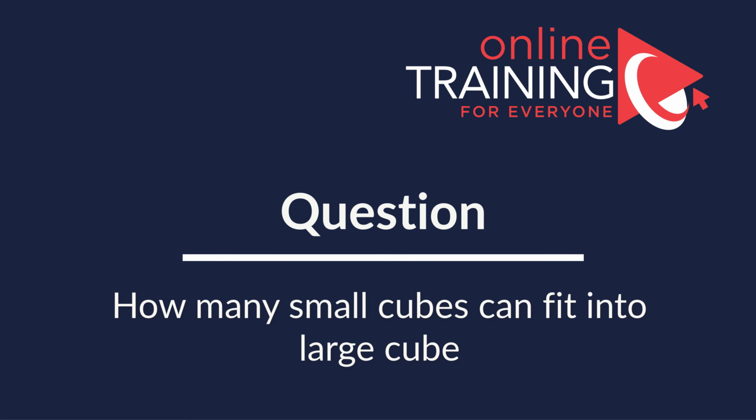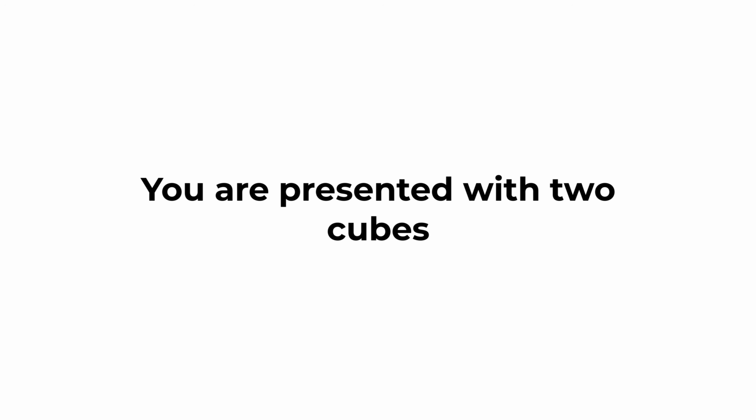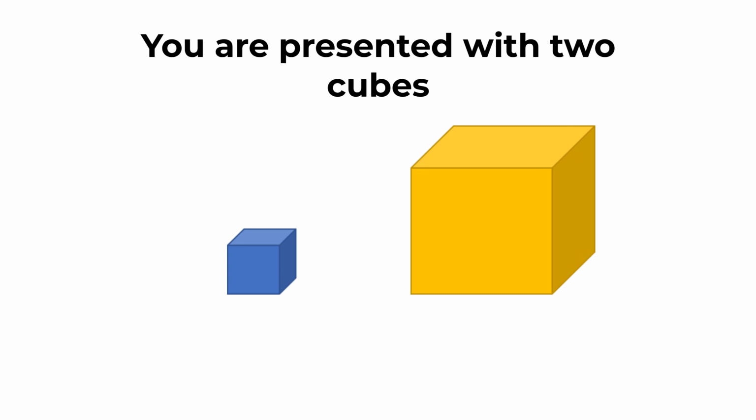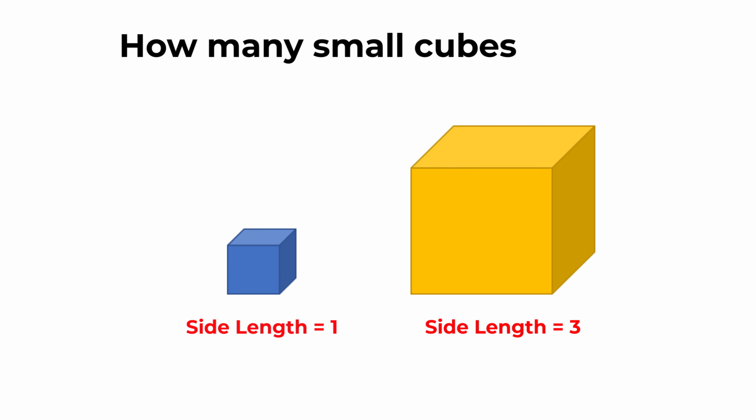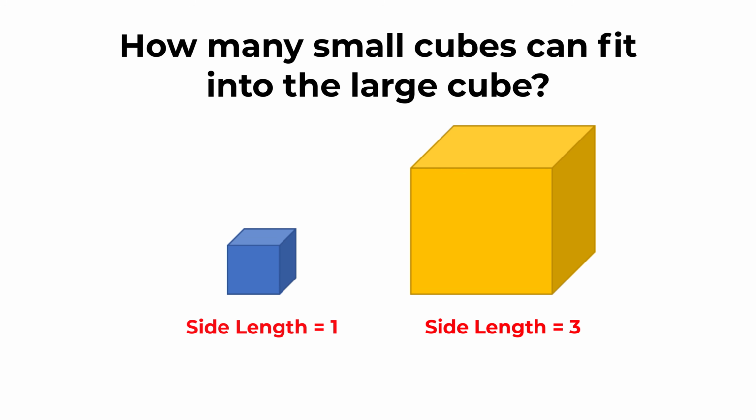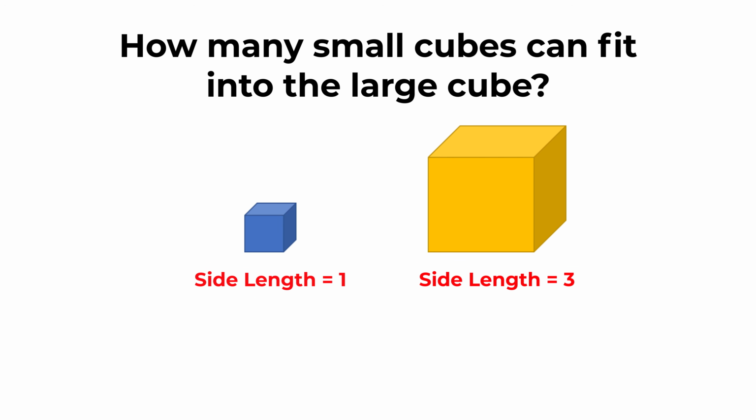Here's a cool question which you frequently see on the test. You're presented with 2 cubes. One cube has side length equal 1 unit, and the second cube is a larger cube and it has side length equals 3 units. So the question is, how many small cubes can fit into the large cube? And you have 4 different choices. Choice A, 9, choice B, 18, choice C, 27, and choice D, 81.